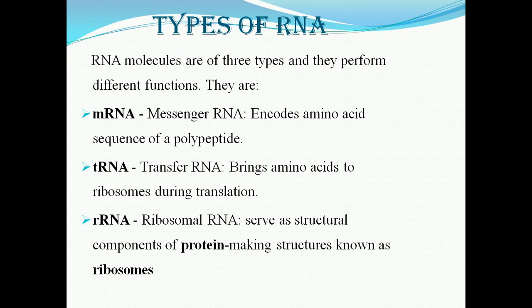Now, types of RNA. There are three types of RNA, that is messenger RNA, transfer RNA and ribosomal RNA. Messenger RNA encodes the amino acid sequence of polypeptides. Transfer RNA brings amino acids to the ribosome during translation, whereas ribosomal RNA serves as a structural component of ribosomes.